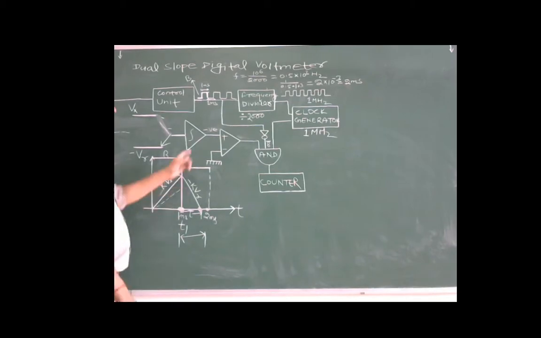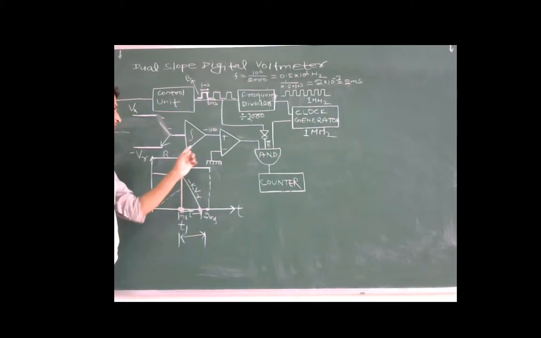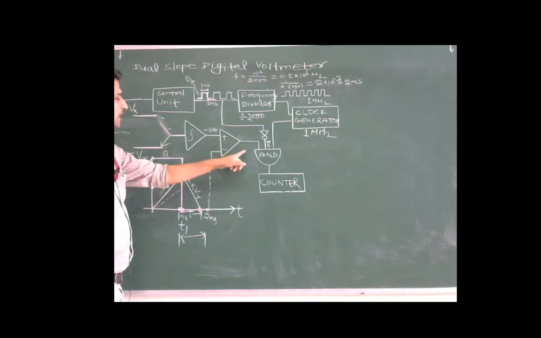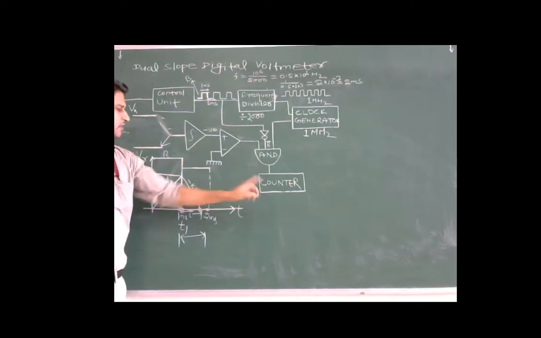The slope of the output of the integrator starts decreasing, and after time tau from T1 this counter stops counting because the output of the comparator becomes low. When this clock pulse is high, the switch is connected to plus Vx, and B bar becomes low and stops the counter.